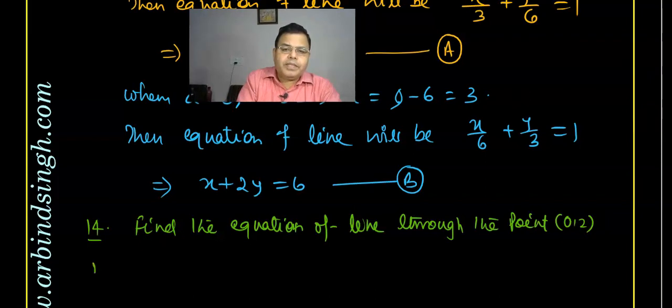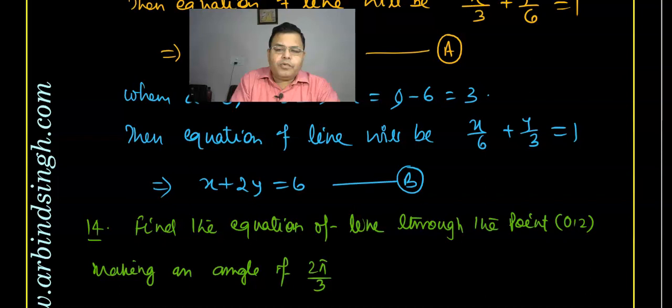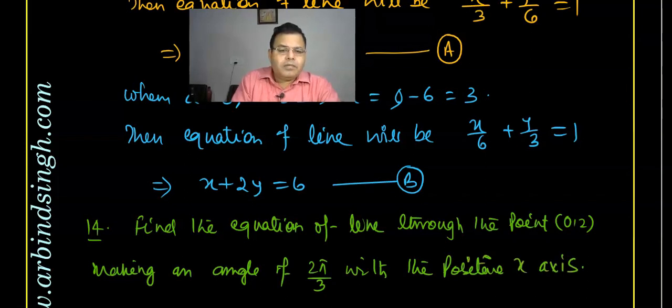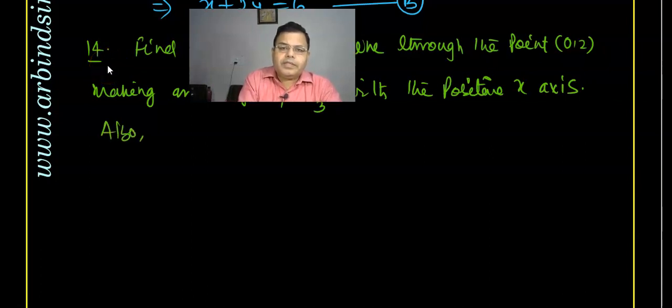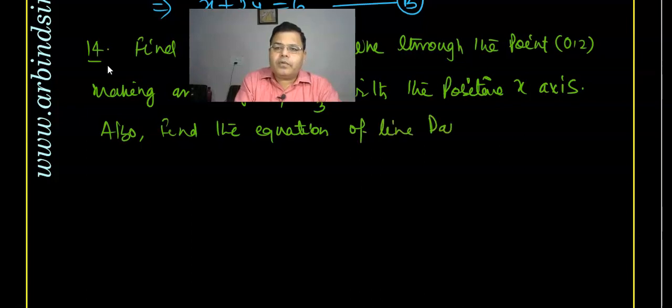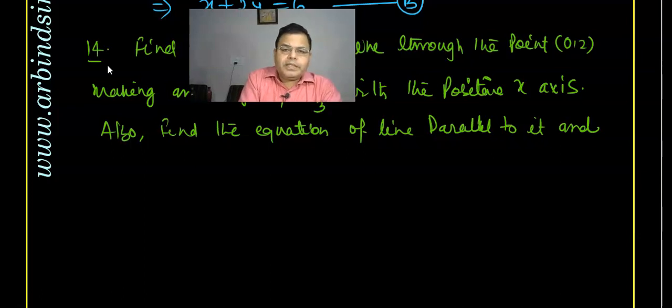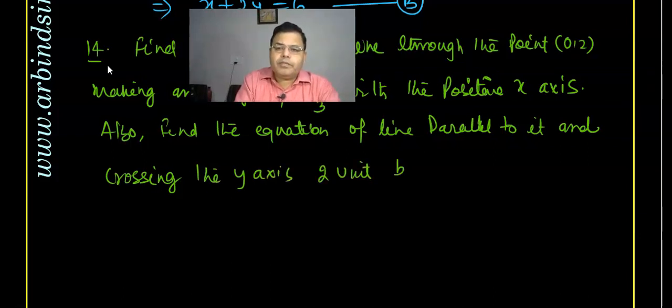And making an angle of 2 pi by 3 with the positive x-axis. Also find the equation of line parallel to this line and crossing the y-axis 2 units below the origin. Right, so this is the question.